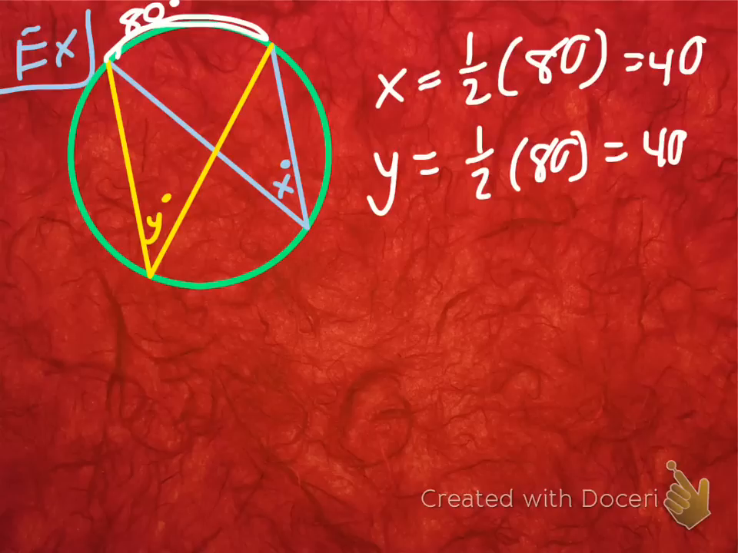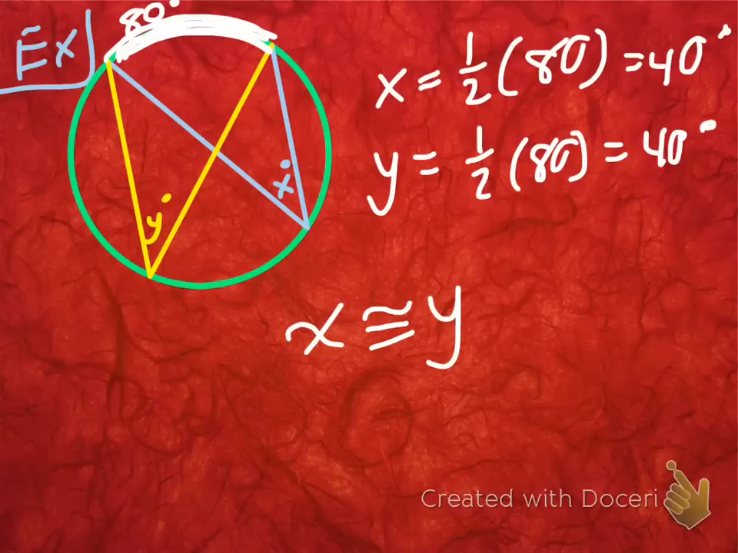which is also 40. And the corollary says that if two inscribed angles form the same arc, then those two inscribed angles must be congruent. So we could have said at the beginning that x must be congruent to y, or x must equal y, I should say, since they're measures. X must equal y. That one's a quick one. Quick corollary, pretty self-explanatory.